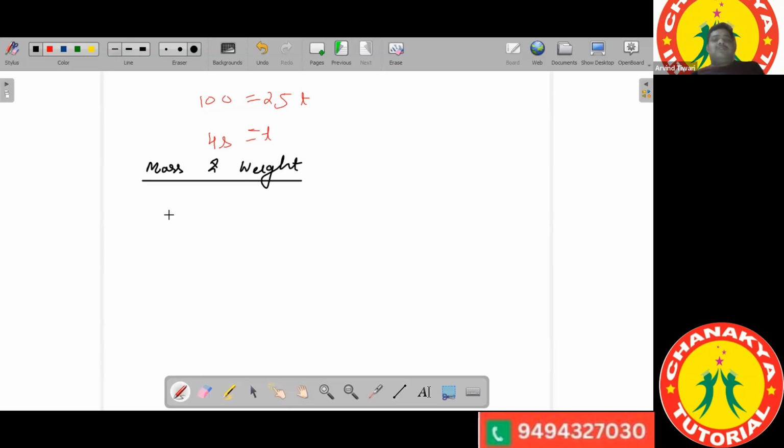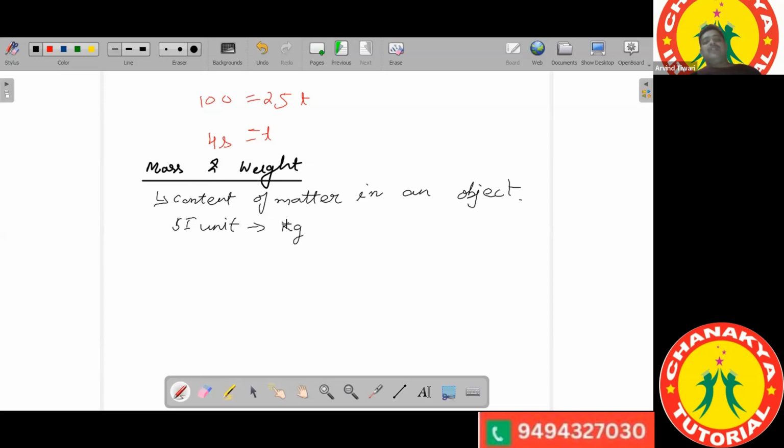Here, mass refers to the content of matter in an object. This means the mass of an object is the content of matter. We measure the mass in kilogram. SI unit of mass is kilogram. Mass of any substance means how much matter is contained in that.